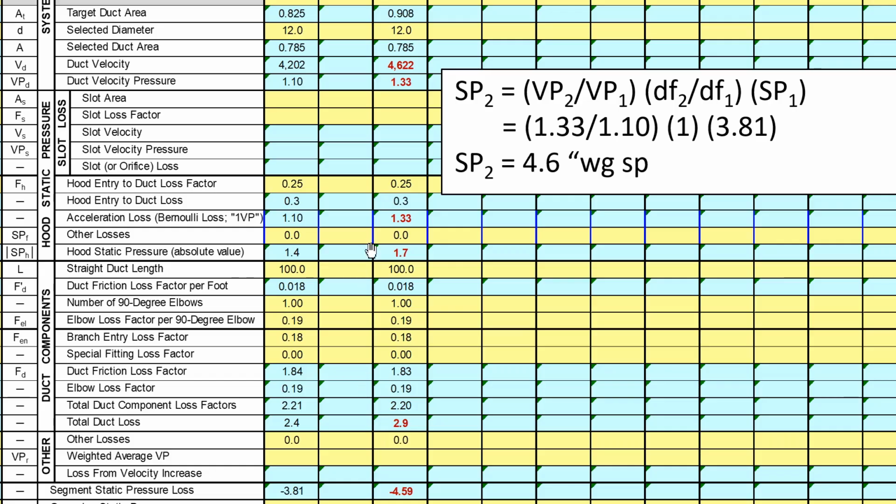That, summed with our hood loss of 1.7, gives us a cumulative loss of 4.9 inches or 4.59 inches of water gauge. So again, in this case, where our velocity pressure is the only thing that's changed, our increase in static pressure is simply the ratio of our velocity pressures.